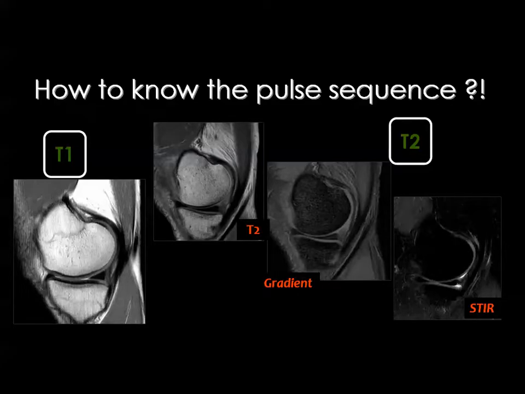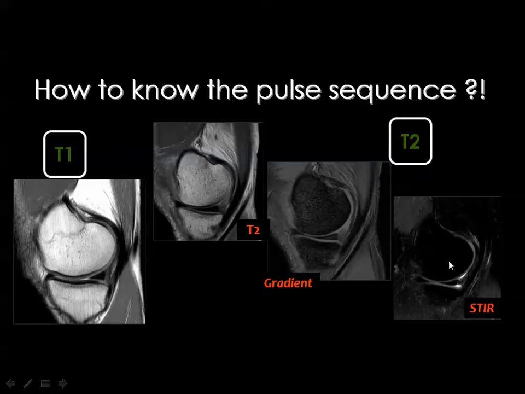Then for our colleagues in the orthopedic or the physiotherapy departments, we have to know the pulse sequence from the images. Actually, radiologists can read the scanning parameters or the TR and TE for each image, but in a simple way, in order to know the different pulse sequences we use in most of the musculoskeletal imaging, we have the T1, the T2, the gradient image, and the stir image.